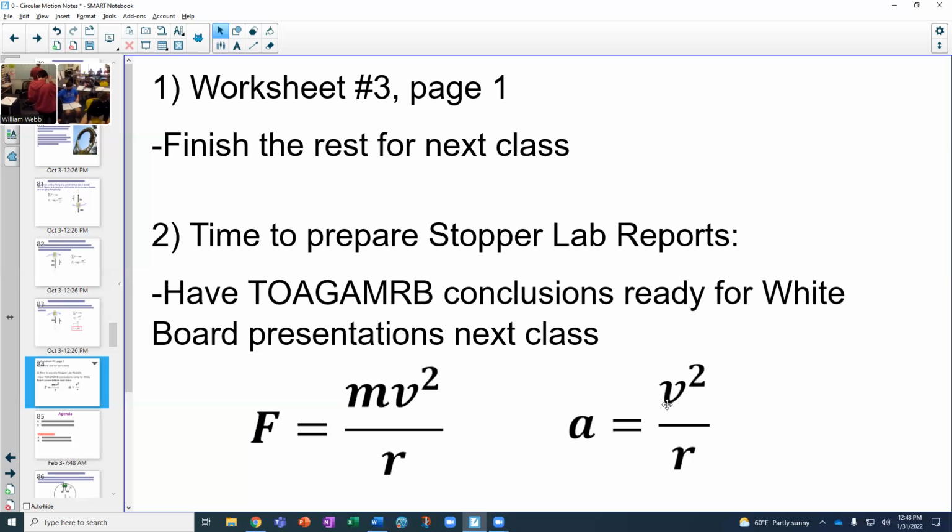If the frequency is 4 hertz, that means 4 cycles per second. So your period would be 1 fourth of a second.